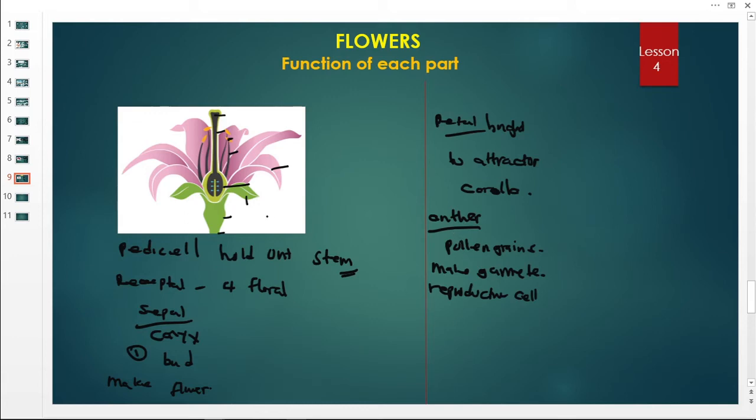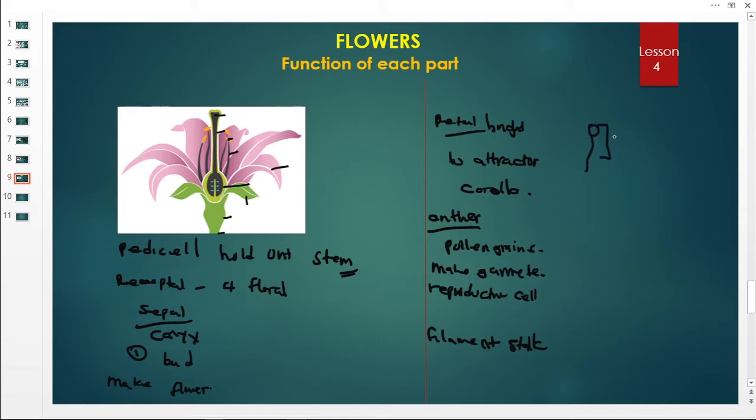Then the anthers are held in position by the filament stalk. So the filament stalk holds the anther in position in order to produce pollen grains. Then the anther and the filament stalk, there are two parts here: we have the anther and the filament stalk.